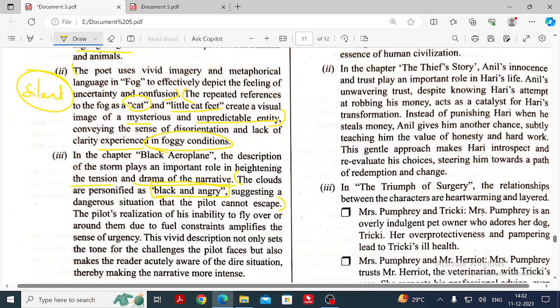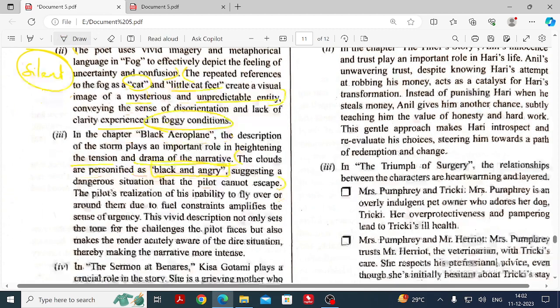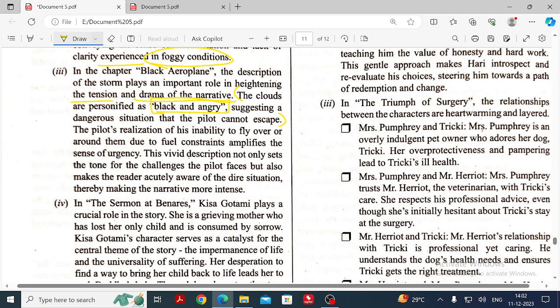Okay, that particular point. And next to that, the pilot's realization of his inability to fly on due to the fuel. Definitely the fuel consumption is very low, right? It is very less. Even at the end they made a word also. How much remains, my dear? Definitely it will run for only the next 5 kilometers. So it is limited. So the sense of urgency is due to the fuel, that also.